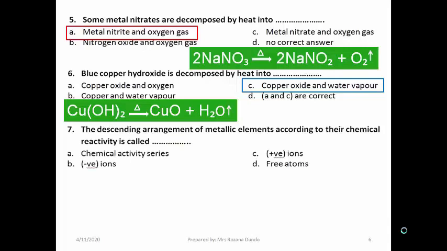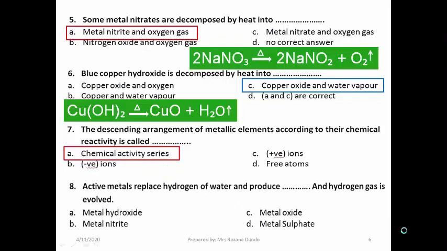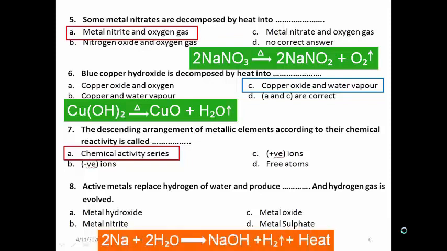The descending arrangement of metallic elements according to their chemical reactivity is called chemical activity series. Question 8. Active metals replace hydrogen of water and hydrogen gas is evolved. What do they produce? They produce metal hydroxide. So A is the right answer.